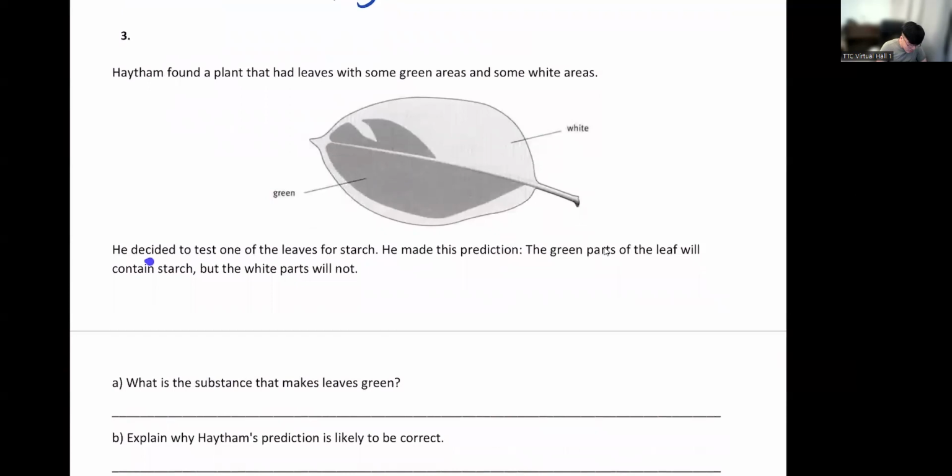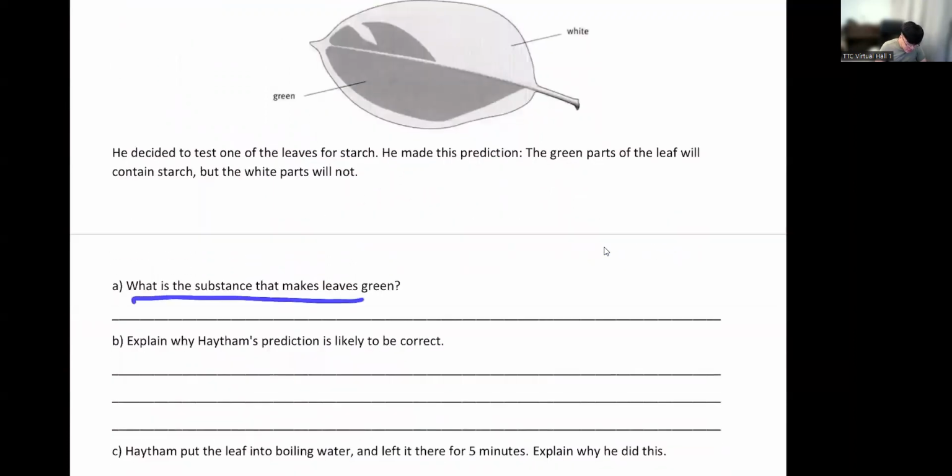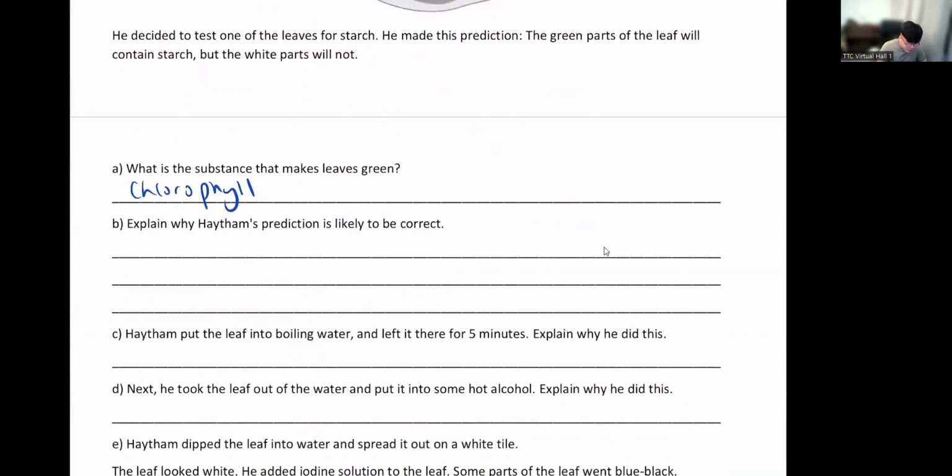Right? So he decided to test one of the leaf for starch. He made this prediction. The green part will contain starch, but the white part will not. Okay, so this is correct. What is the substance that makes leaves green? Okay, wow, this is so easy. So that will be a chlorophyll. Explain why Haytham prediction is likely to be correct. Okay, so that means they want you to explain why is the green part contains starch.